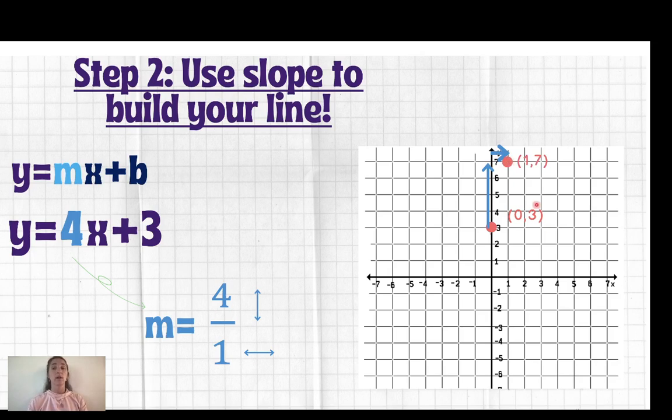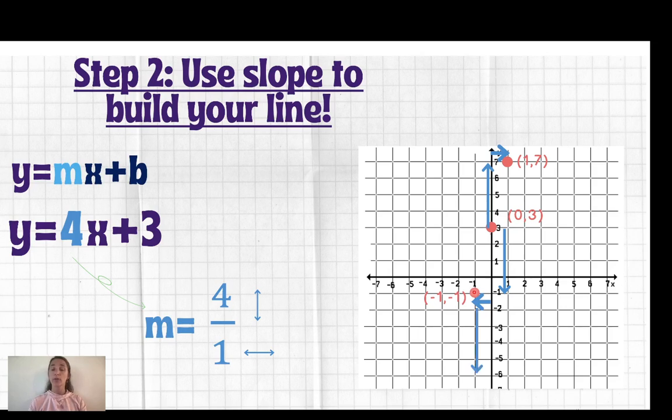And then run, or move to the right, 1 unit to get the ordered pair (1, 7). We are going to utilize our slope in the opposite direction, moving down 1, 2, 3, 4, or the opposite of going up, and moving left 1 unit, or the opposite of going right. This gives us the ordered pair (-1, -1). We now have 3 points and can move forward.